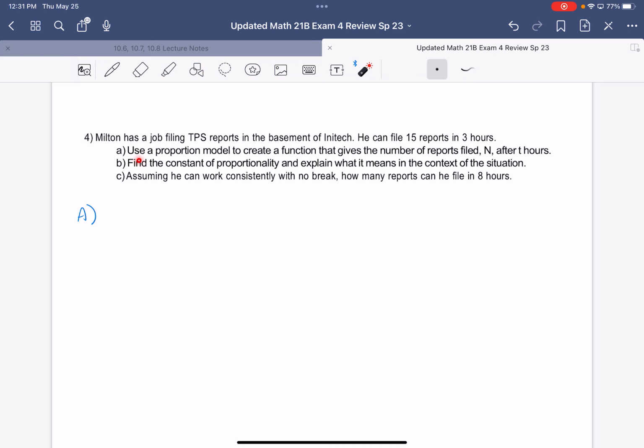Okay. Part A, use a proportion model to create a function, write a function that gives the number of reports filed n after t hours. So that's going to be y equals mx plus b. Remind me though, specifically for proportional models, we know right away that b is what? Always 0. You need to know that, guys. You need to know that automatically for proportional models, b is 0. So really we just have y equals mx.